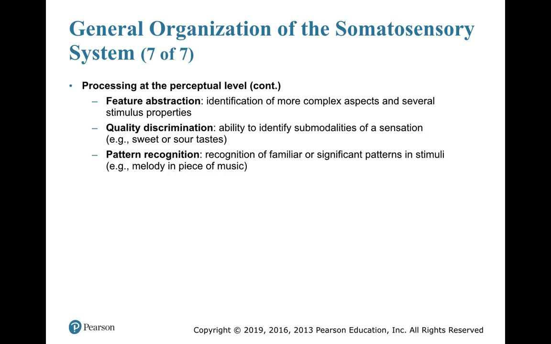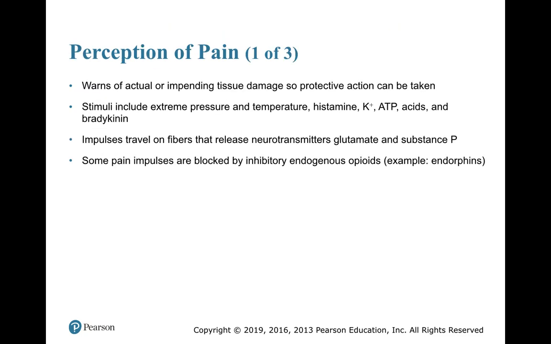We can also get feature abstraction. We can identify more complex aspects of several stimulus properties. Quality discrimination, we can identify between submodalities of a sensation. Is it a sweet taste or a sour taste? Pattern recognition is going to be very important. We can recognize familiar, significant patterns, like a melody in a piece of music. Sometimes we can recognize patterns where they don't exist. We are so good at pattern recognition.